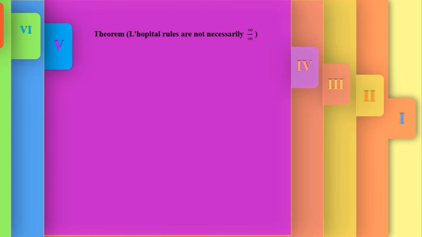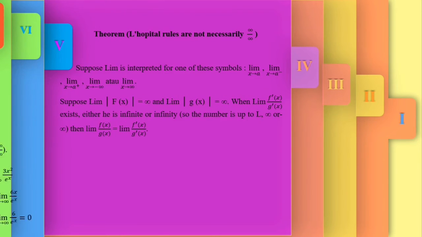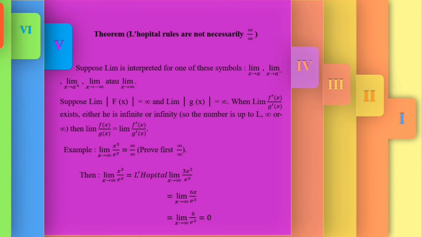Next, the theorem of L'Hopital's rule for the indeterminate form infinity over infinity. Suppose the limit is taken as x approaches a, a from the left, a from the right, minus infinity, or infinity. Suppose the limit of absolute f(x) is infinity and the limit of absolute g(x) is infinity, and the limit of f'(x) over g'(x) exists, either as L, infinity, or minus infinity. Then the limit of f(x) over g(x) equals the limit of f'(x) over g'(x).